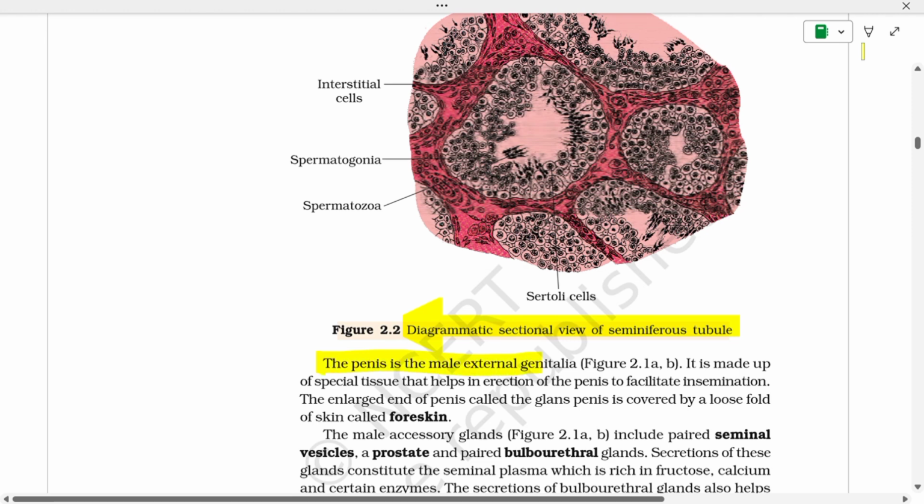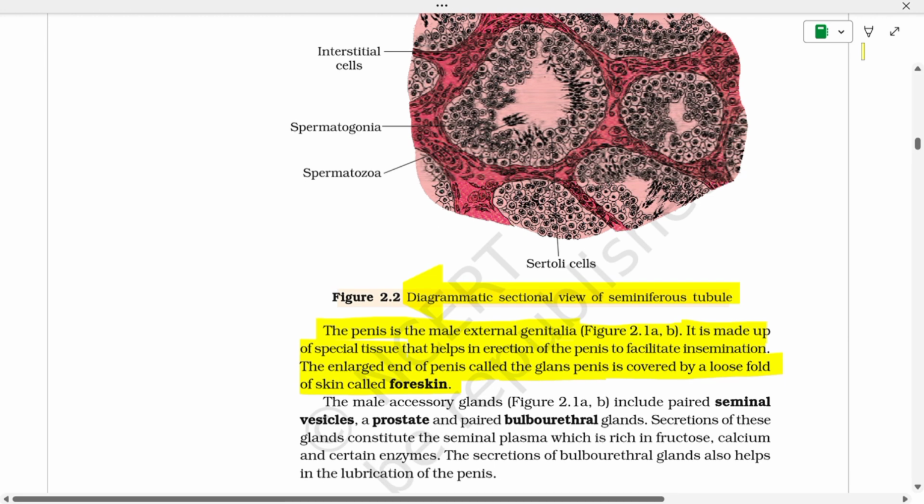The penis is the male external genitalia, figure 2.1a and b. It is made up of a special tissue that helps in erection of penis to facilitate insemination. The enlarged end of penis, called the glans penis, is covered by a loose fold of skin called foreskin.